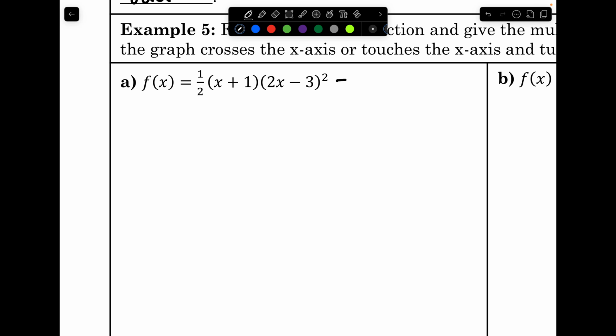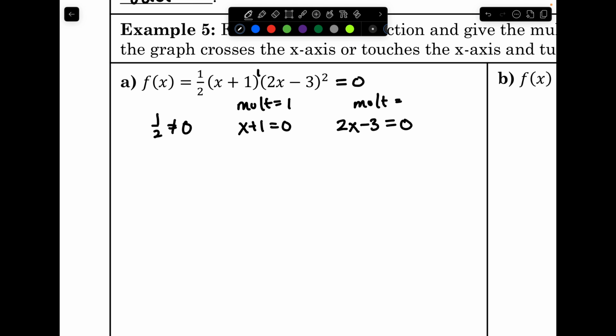So here we want to figure out what's going to make this equal to 0. So that would mean that 1/2, that factor doesn't equal 0, so we don't have to worry about that. x plus 1 needs to equal 0, and 2x minus 3 needs to equal 0. The multiplicity of this one is going to be 1 because it's raised to the first power, and the multiplicity of this one because it's raised to the second power is 2. So here, an odd number, and the multiplicity here is an even number.